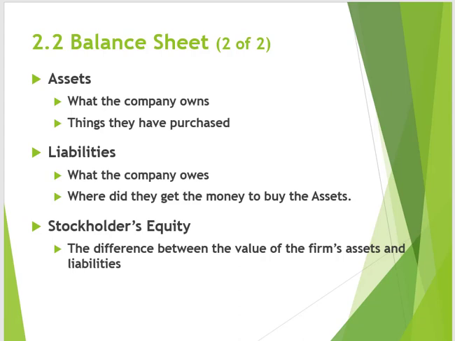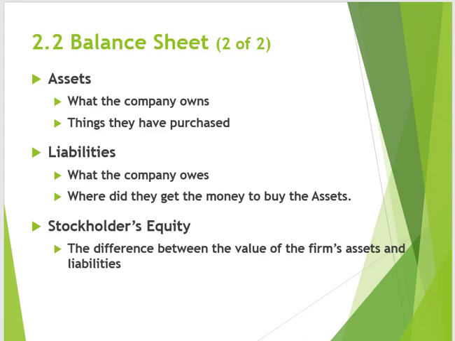So the assets represent things that the company owns. These are things that they've purchased in order to run the company. They're the cash, inventory, plant and equipment. It includes things like goodwill, intangible assets. All of these things are owned by the company and are used to perform the business.